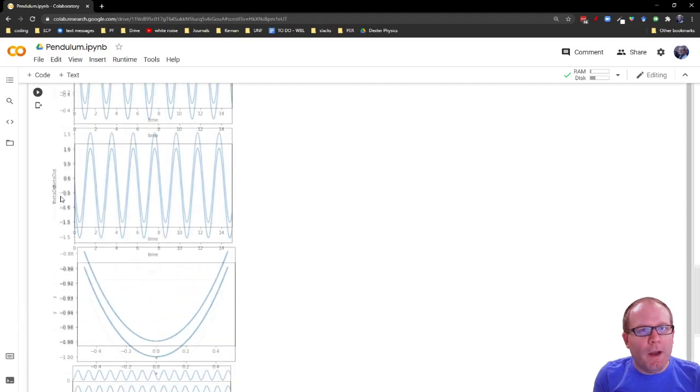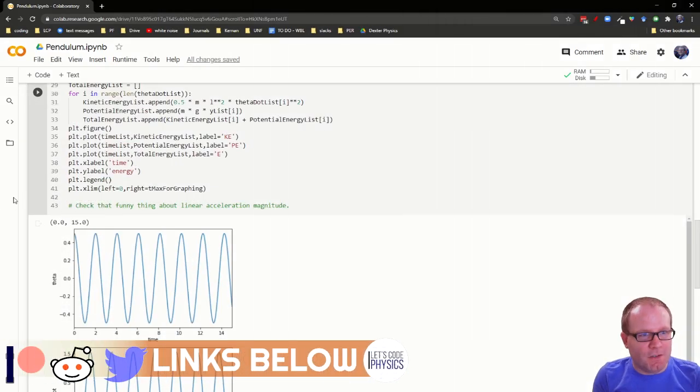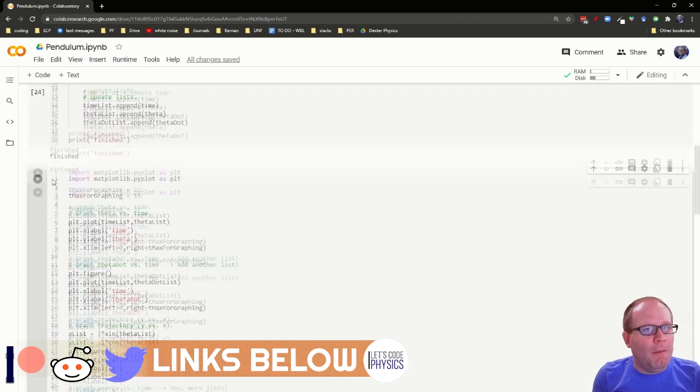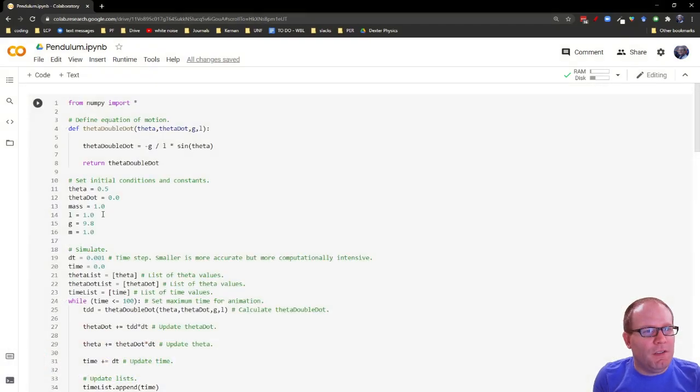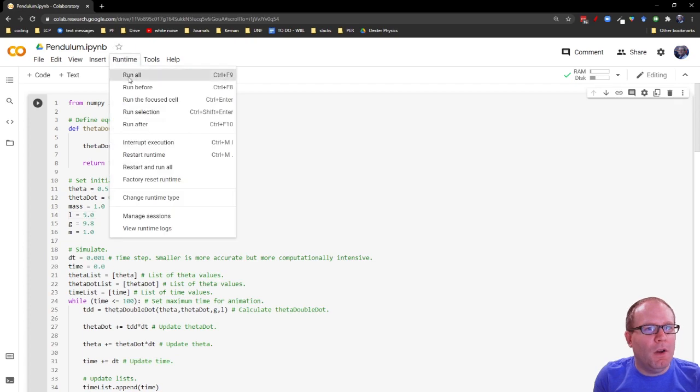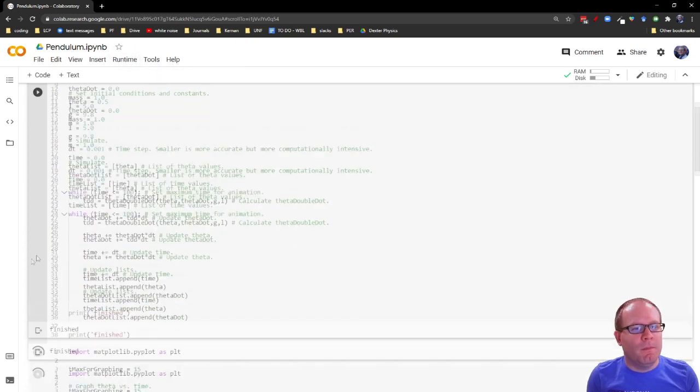All right, well, that's really cool. Why don't we start playing around with the actual physical properties now that we have this thing working. Let's try changing the length of the pendulum. Let's suppose I make the length of the pendulum 5 instead of 1. We'll go run all of the cells now.